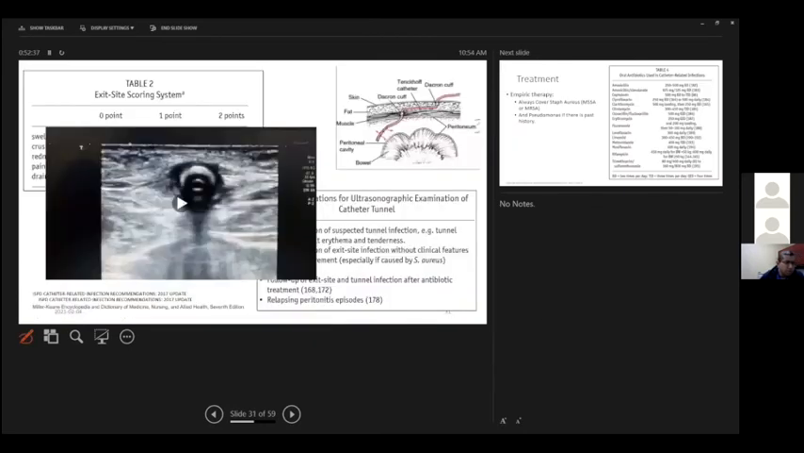So this is my patient, and as you can see, this is the catheter, this is the lumen of the catheter. And look at this collection here. This is the collection around the catheter. So this is an ultrasound. If you put the probe here and it is cutting the catheter in the transverse section, you can see this is a collection here.